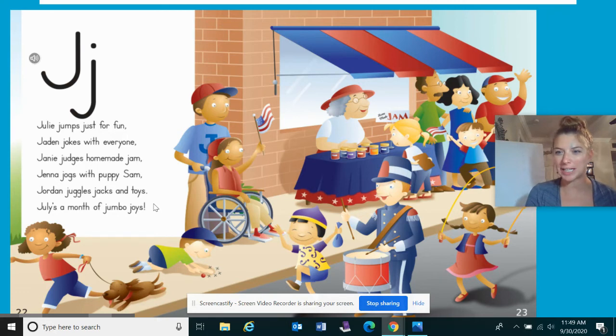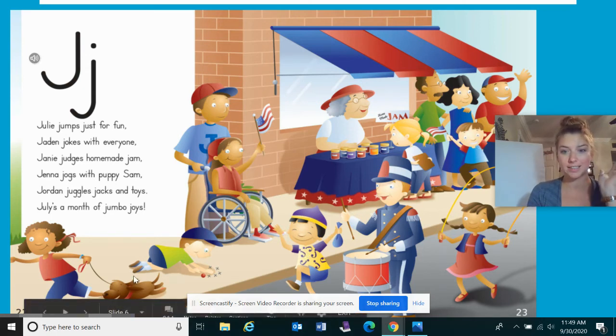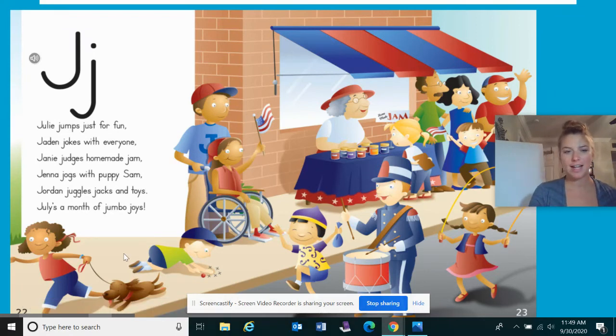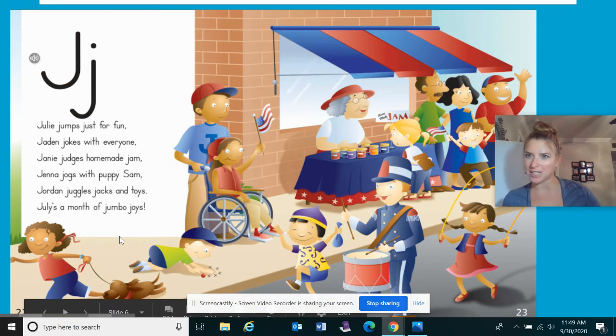How many children were in that poem? 5. Very good job. There were 5 children in that poem. Let's count. How many do we see in the picture? 1, 2, 3, 4, 5, 6. There's an extra one. Awesome. So there's 6 children. Now, I'm going to read it one more time.